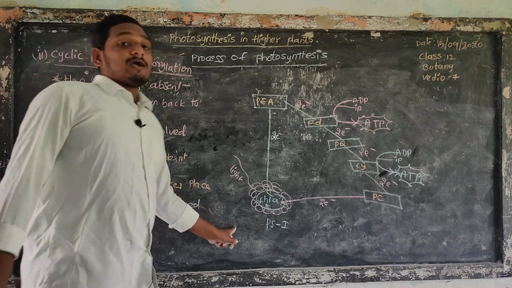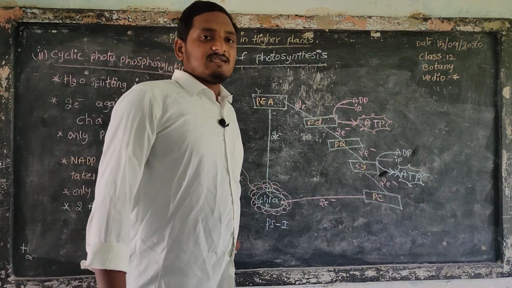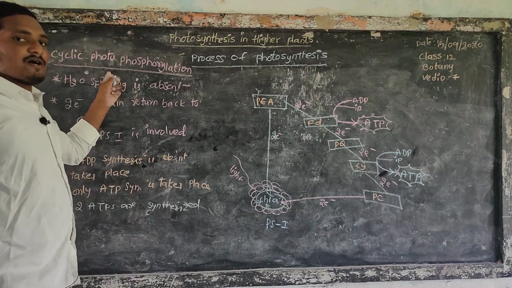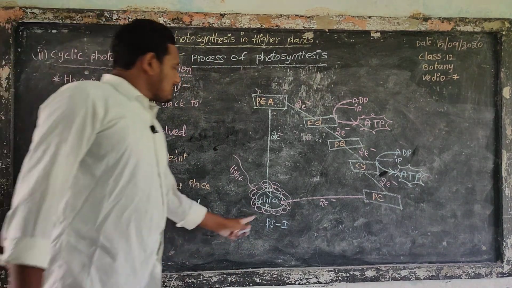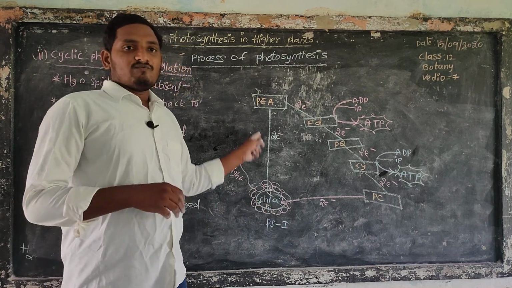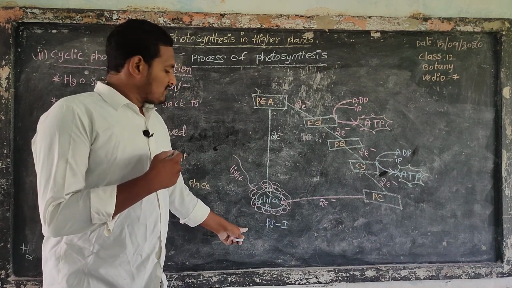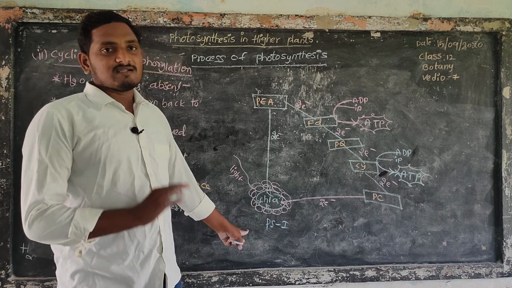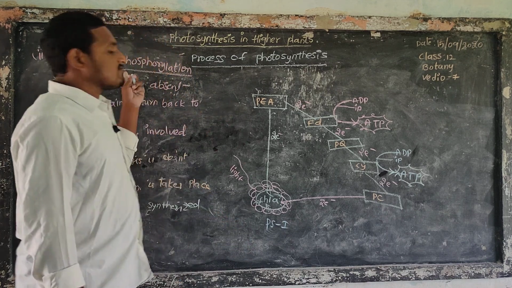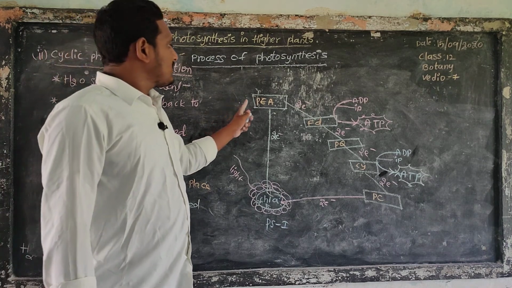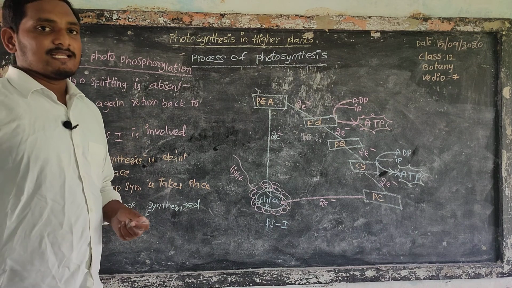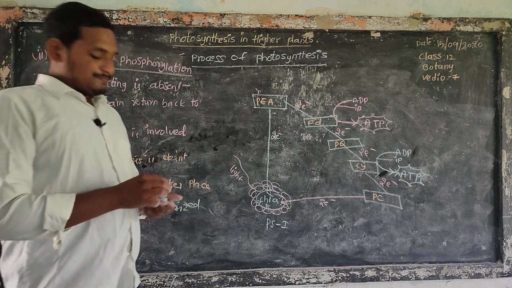Next, water splitting or photolysis of water does not take place in cyclic photophosphorylation, because these electrons are excited only by chlorophyll, not by photolysis of water. That's why photolysis of water does not take place in cyclic photophosphorylation. So this is cyclic photophosphorylation, before that non-cyclic photophosphorylation.